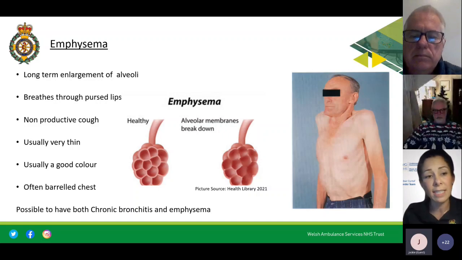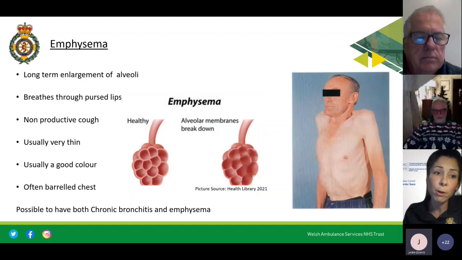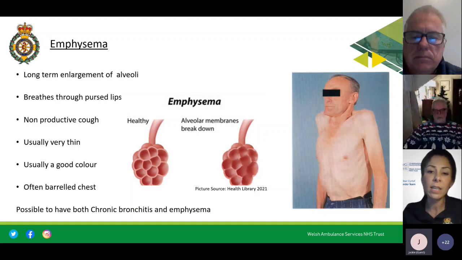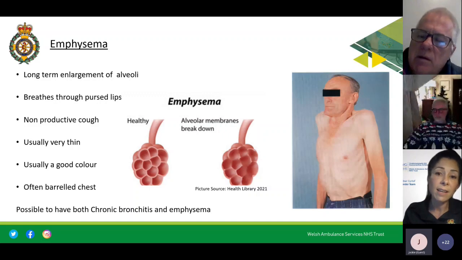And just a side note, as it says at the bottom there, it is possible to have both chronic bronchitis and emphysema. So ask patients if they know their diagnosis and just be aware that they can have both.